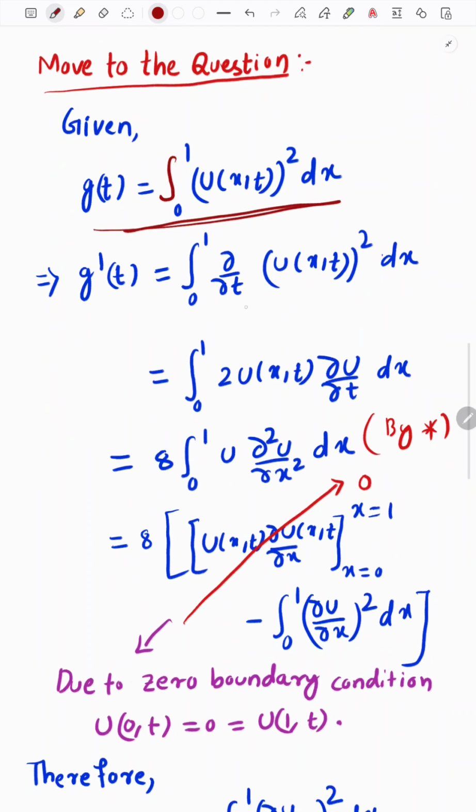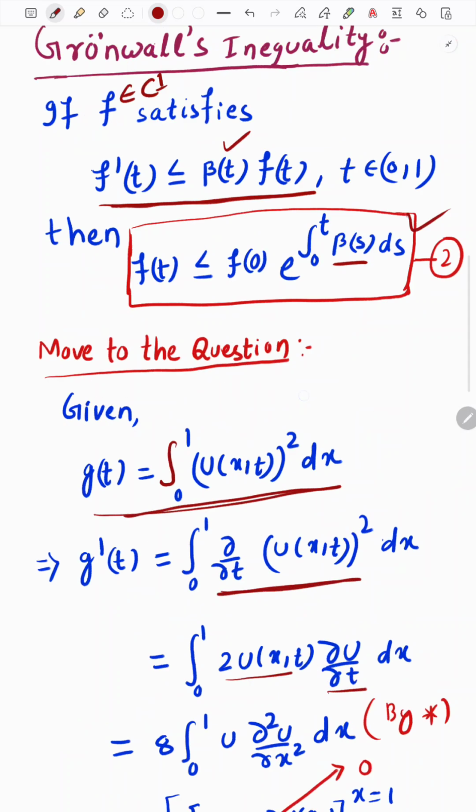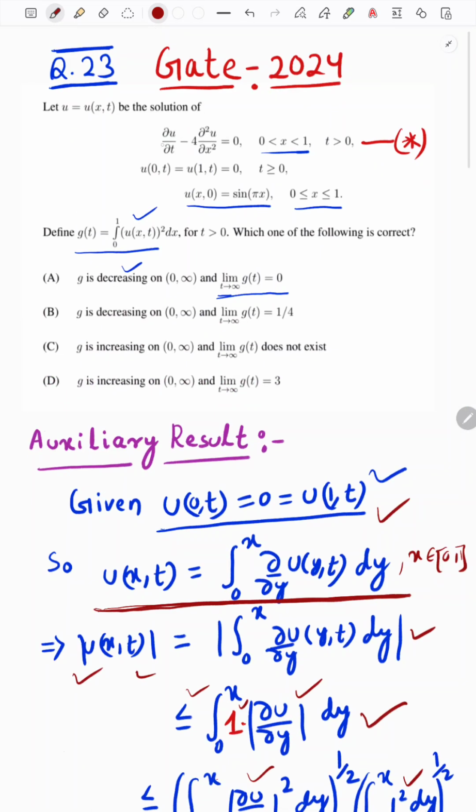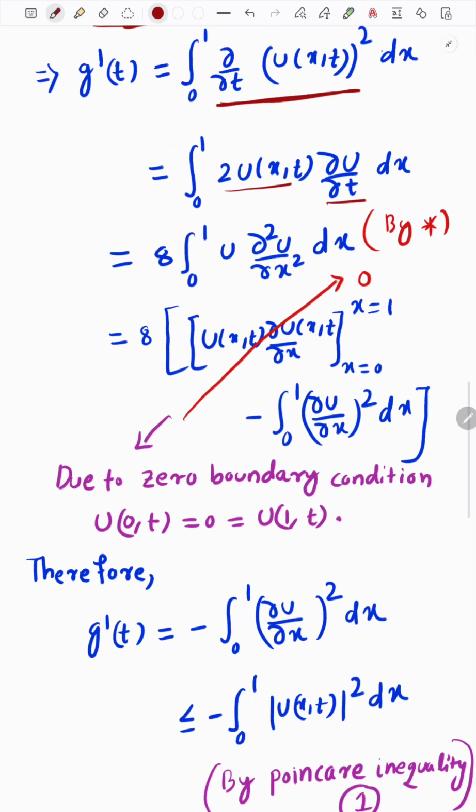Okay, after taking the derivative with respect to time, by using the power formula, it gives 2u of x,t. Then by using the chain rule, it gives del u by del t. But from the equation star, del u by del t is equal to 4 times del square u by del x square. From the main equation, del u by del t is equal to 4 times del square u by del x square. So we will simply put this value.